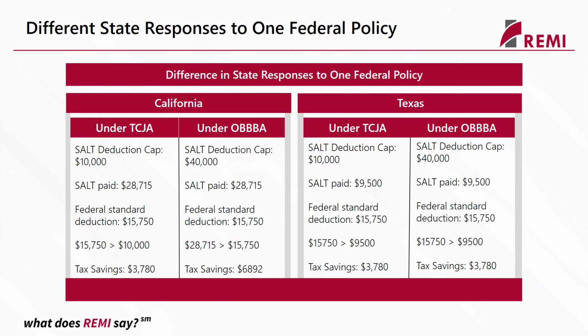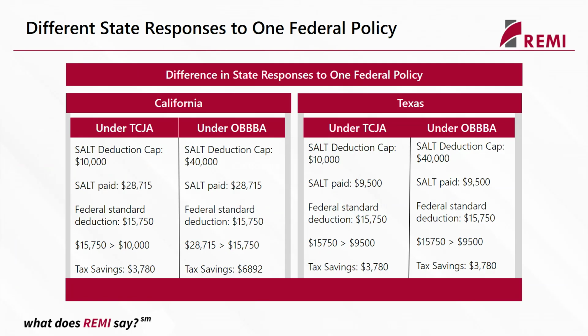Now, under the Tax Cuts and Jobs Act, the standard deduction of $15,750 is a lot higher than the SALT deduction cap of $10,000. So people have less incentive to itemize their deductions, and they rather prefer the standard deduction with tax savings of $3,780. Under the One Big Beautiful Bill, the cap now being extended to $40,000, the entire SALT amount paid of $28,715 is now eligible for deduction, which is a lot higher than the standard deduction of $15,750. So people have more incentive to itemize the deduction and have a tax saving of $6,892, which is more than under the Tax Cuts and Jobs Act.